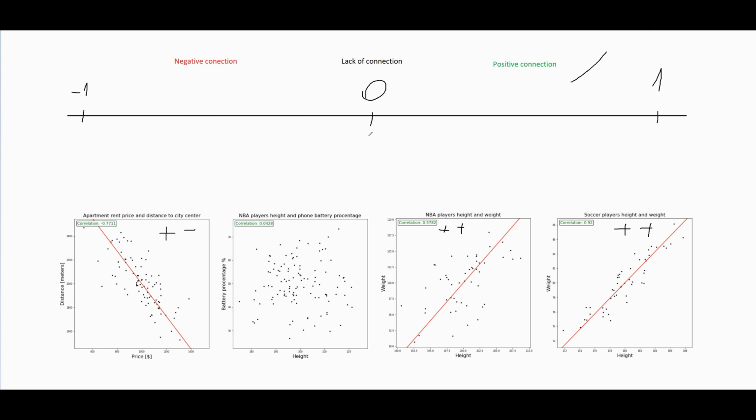So if you don't have any connection, you're at 0. The stronger the connection you have, the closer the points are to the red line. And if the line is pointed upwards, you have a positive connection. If the line is pointed downwards, so if you go right, you go down, one thing grows, the other drops, then you have a negative correlation.